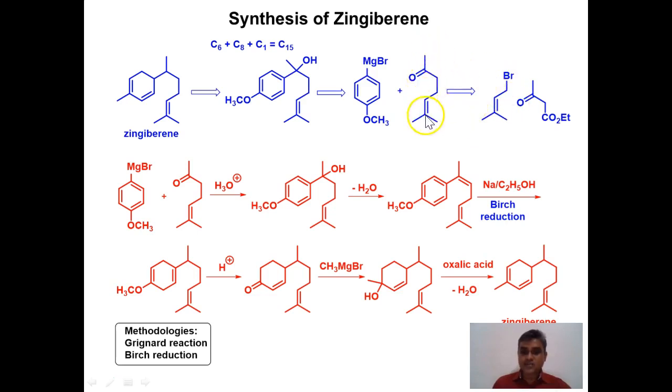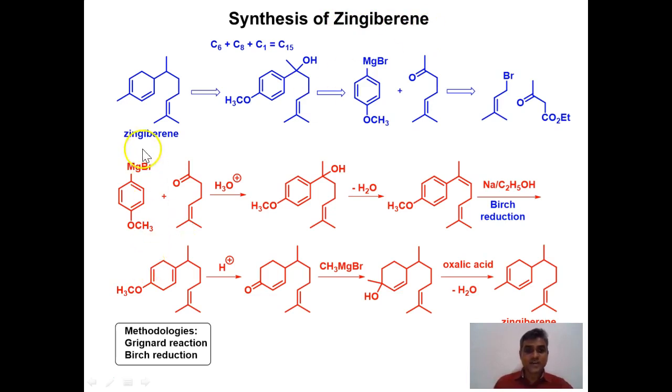Now this methylheptanone is treated with the Grignard reagent, and in total we get here 14 carbon atoms, and then this ring is reduced in presence of Birch reduction, sodium in ethanol. So this is an application of the Birch reduction for the synthesis of natural product like gingiberine. So there are two important methodologies. One is a Grignard reaction and the second one is the Birch reduction, and on the basis of this one can reach to the synthesis of gingiberine molecule.